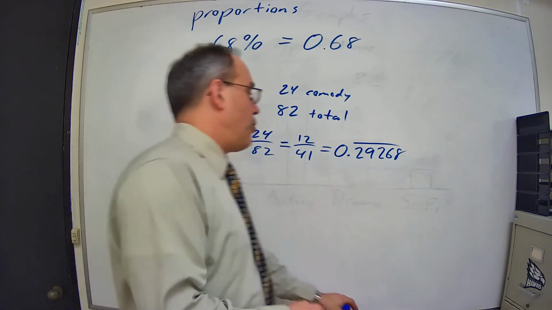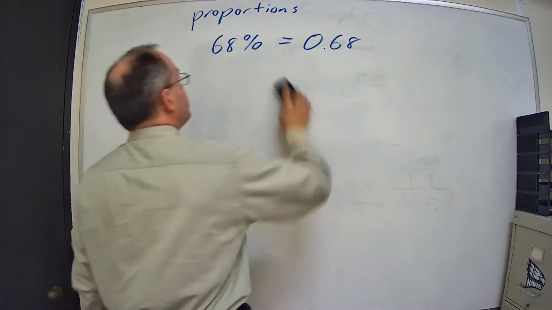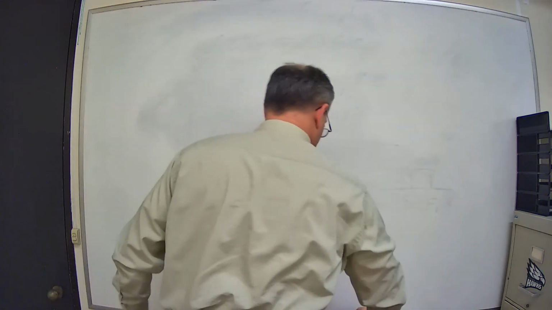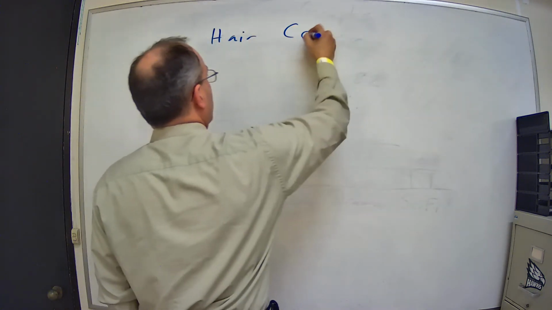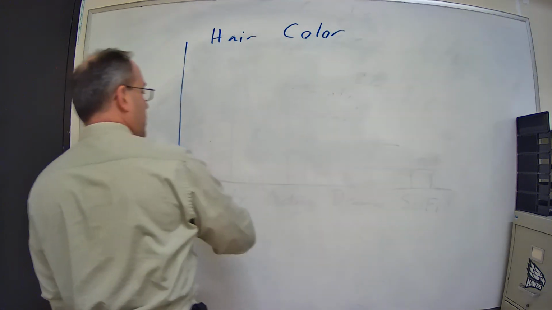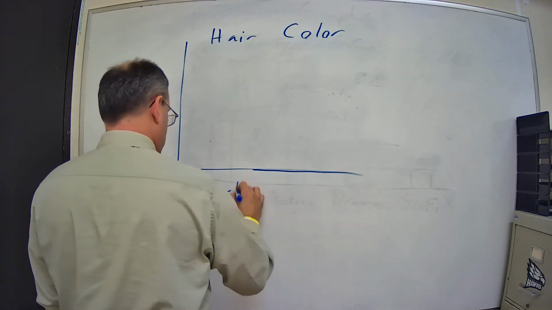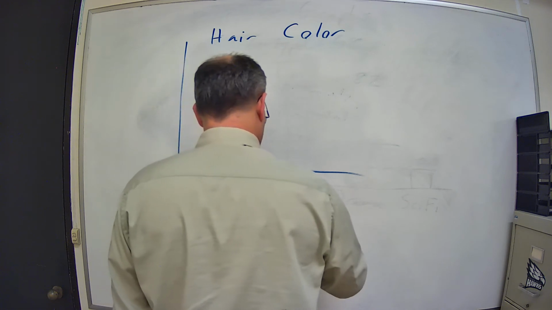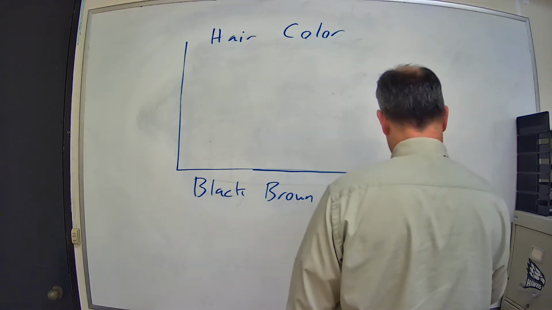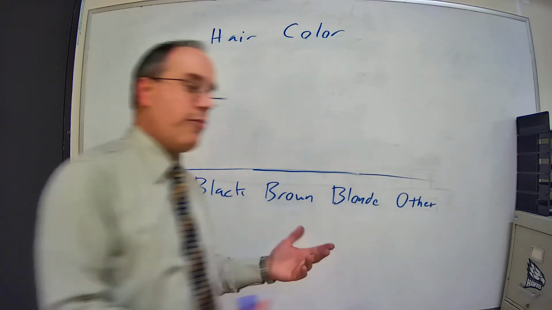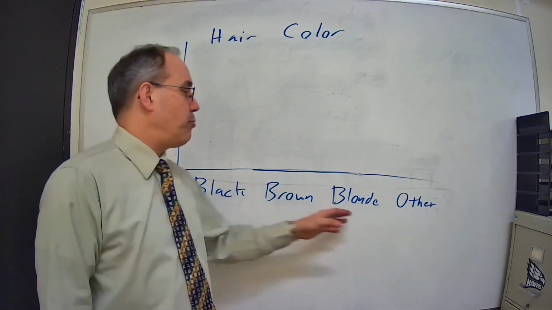So we can also deal with bar graphs dealing with proportions. So let's put one up here and take a look at it. This time let's look at hair color. We have a bar graph, and let's do our hair colors. We've got black, brown, blonde, other, right? Because some people have red hair, some people have gray hair, some people have no hair, right? So we got black, brown, blonde, other.